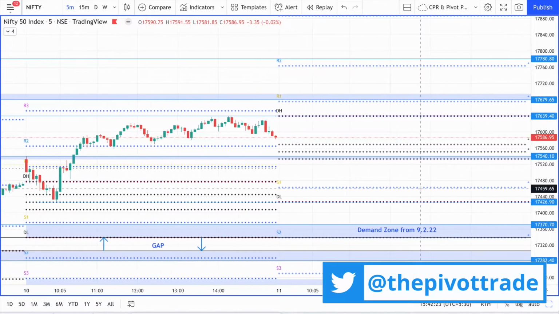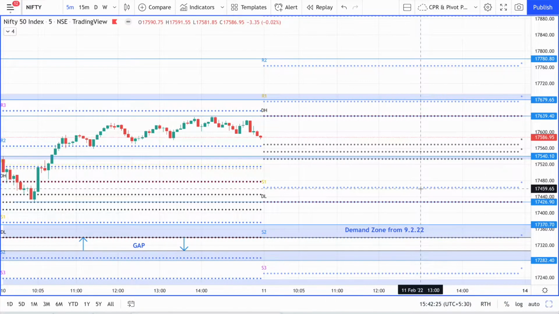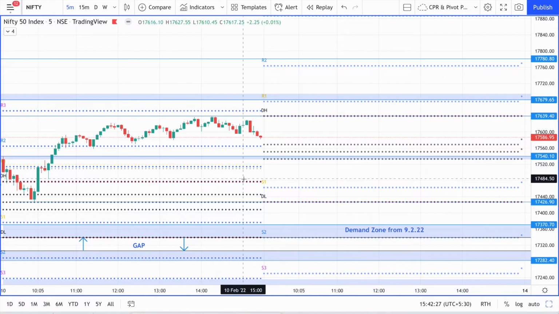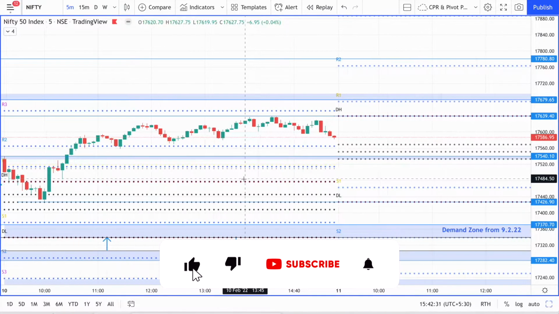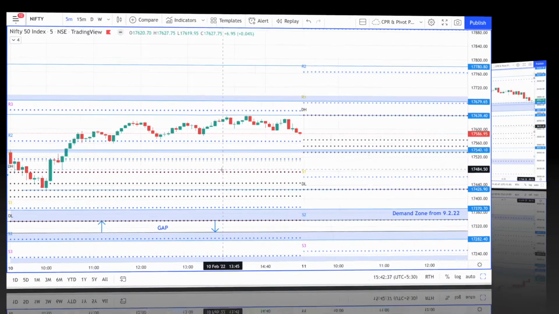You can get high quality images on Twitter. I have been posting all those images on Twitter, so definitely please get those down on your charts. Yeah, so I think that should be all for Nifty's price action. Let's go to Bank Nifty and check how Bank Nifty did today.